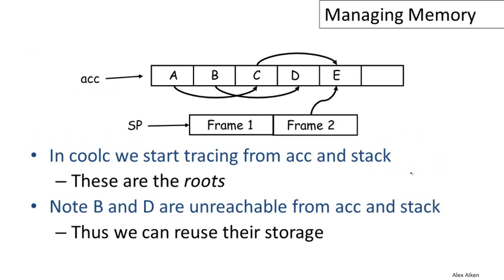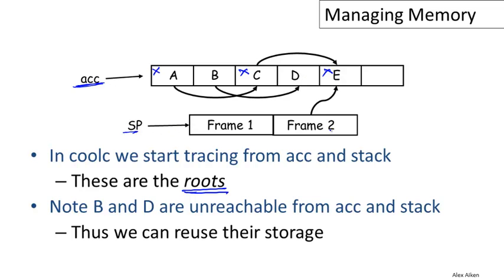So in coolc, we start tracing from the accumulator and the stack. And these are called the roots. Okay, so in garbage collection terminology, the roots are the registers from which you begin tracing out all the reachable objects. And if we do that here, you see we have our objects, here we have our accumulator, and our stack pointer. And so we can just walk through this little diagram of memory and find all the reachable objects. So the accumulator points to object A, so we'll mark that as reachable. A points to C, so we'll mark it as reachable. C points to E, so we'll mark it as reachable.